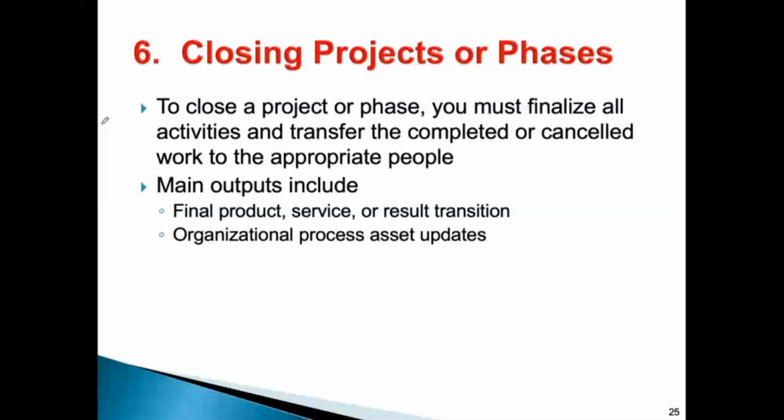the sponsor. Okay, two main outputs: the final product and actually they have to be three. Final product or service or results of transition. Maybe you don't have a product or a service, but it's a transition project. You transition or transform from manual work to a system. Also, organizational process asset updates.